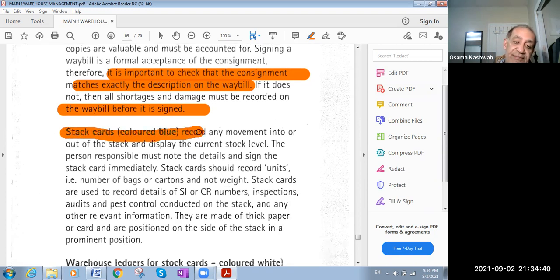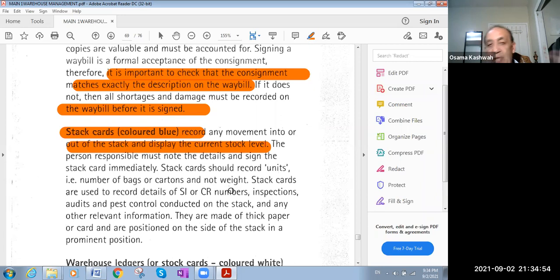Stack cards, colored blue. They record any movement into or out of the stack and display the current stock level. Very, very important. Stack cards show me the in and out and show me the balance, the current stock level, the amounts. As an example, I received 10 and 3 went out of the warehouse, then I still have 7. So it shows at any moment the balance of the item we are talking about.